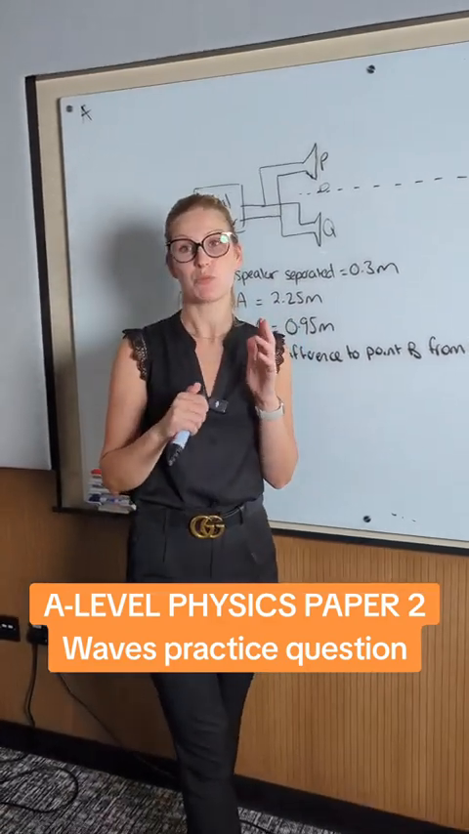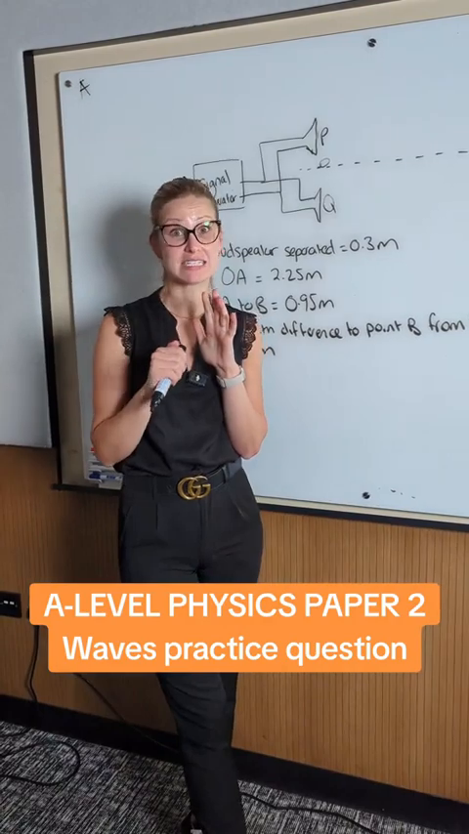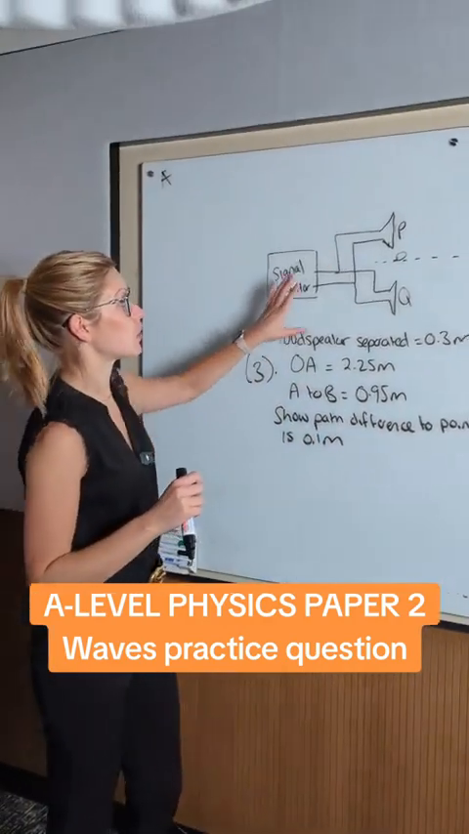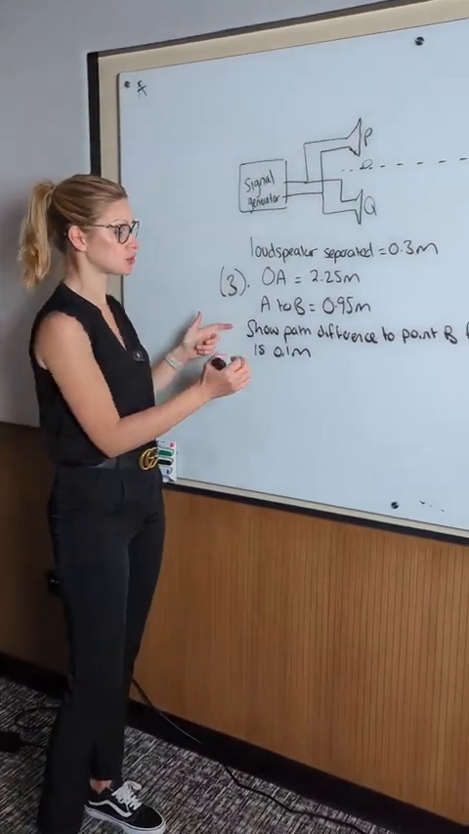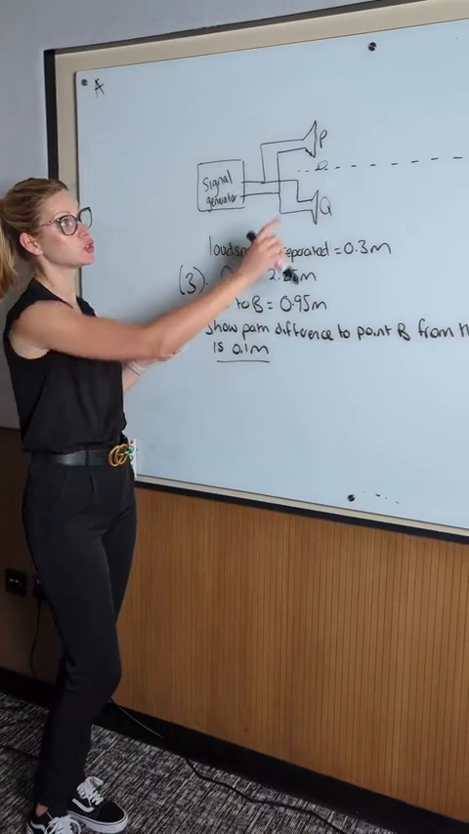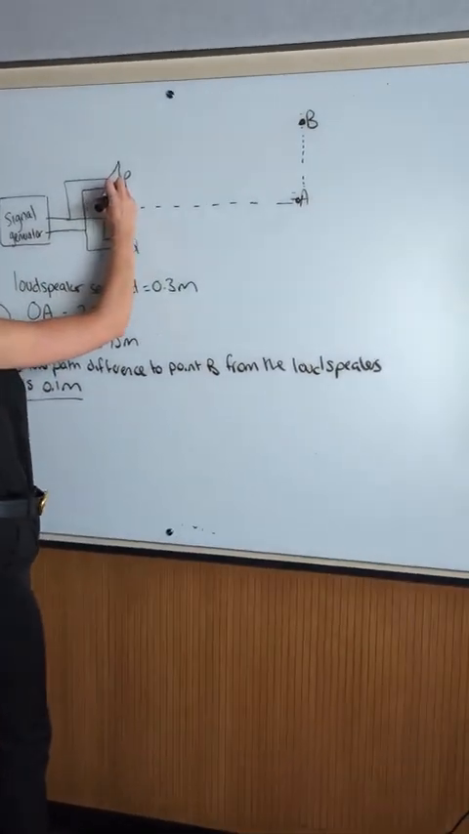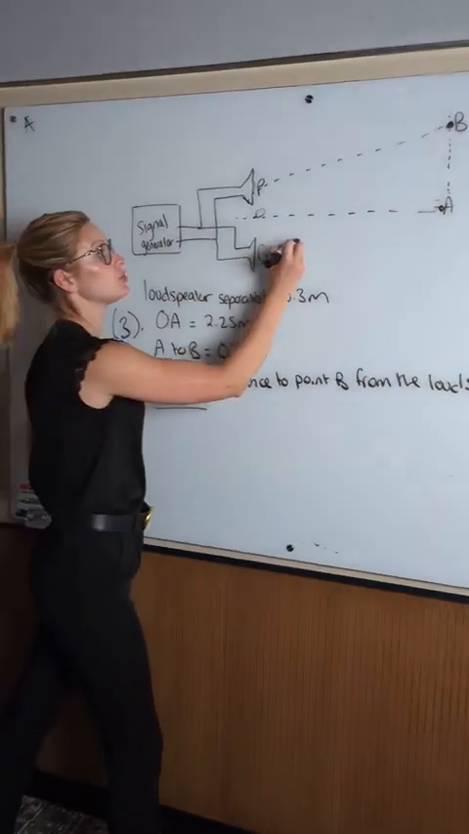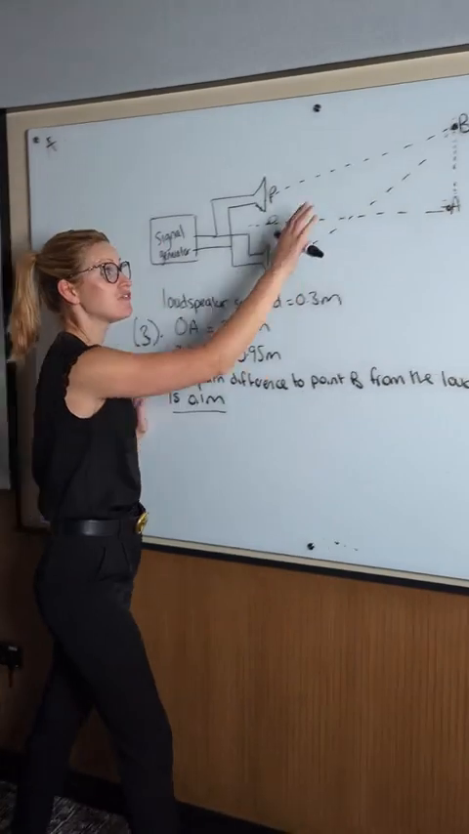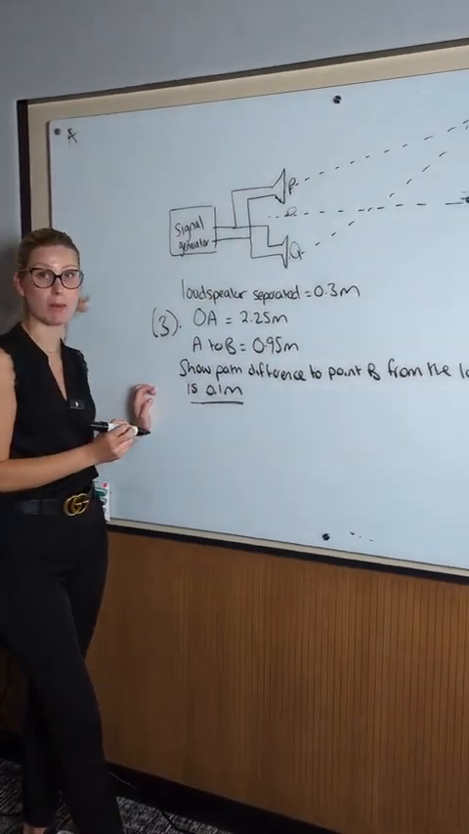So what we're doing today is some waves questions because Sarah asked about them. So this one is when we've got loudspeakers again, and what it wants us to do now is figure out that the path difference, we want to prove that the path difference to point B, so we've got a sound wave coming out from P to B, and we've got a sound wave coming out from Q to B, and we want to prove that the path difference of those two waves is 0.1 meters.